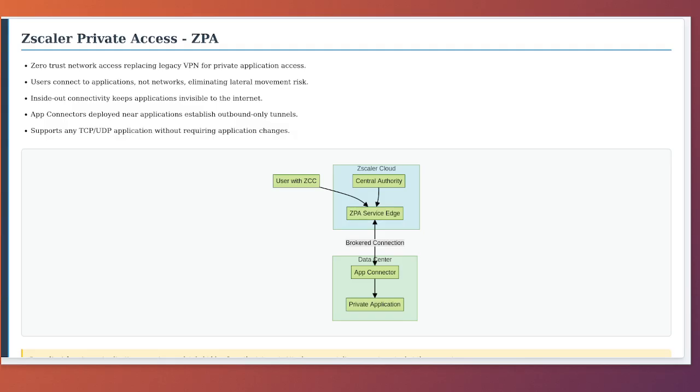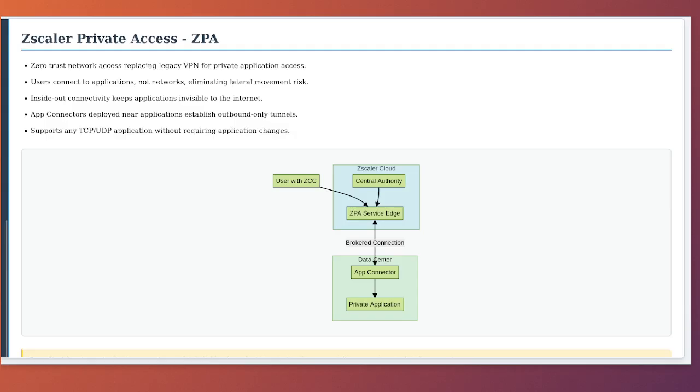ZPA uses an inside-out connectivity model. Application connectors deployed near private applications establish outbound tunnels to the Zscaler cloud. These tunnels are always on and maintained by the application connector. When a user needs to access an application, the Zero Trust Exchange brokers the connection through the existing tunnel. No inbound ports need to be opened, and applications remain invisible to the internet.